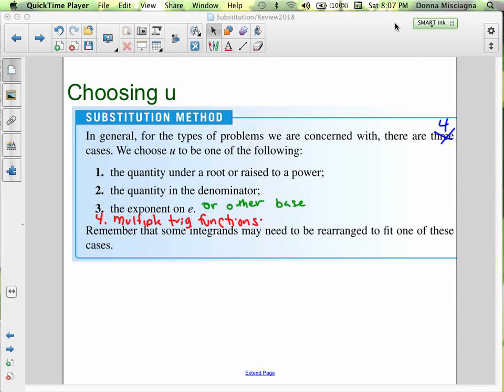Choosing U, substitution method. In general, for the types of problems we're concerned with, there are 4 cases. We choose U to be one of the following. Number 1, the quantity under a root or raised to a power. Number 2, the quantity in the denominator. Number 3, the exponent on e or other base. And number 4, multiple trig functions. Remember that some integrands may need to be rearranged or rewritten to fit one of these cases. And we'll see one in the next example.